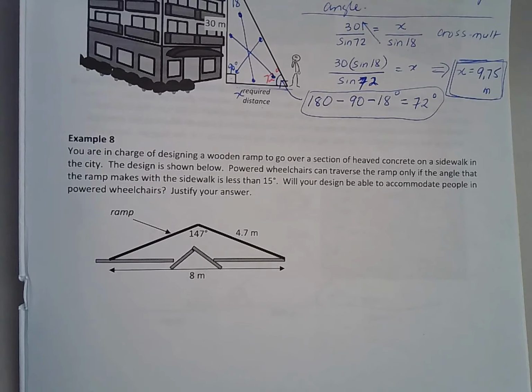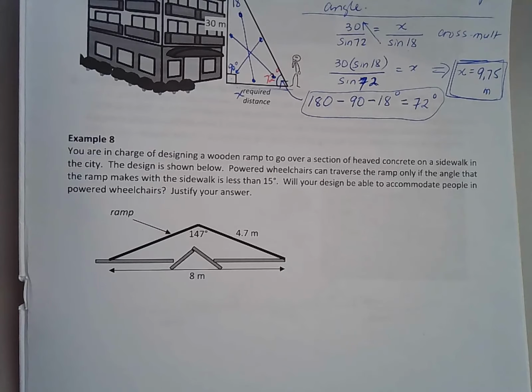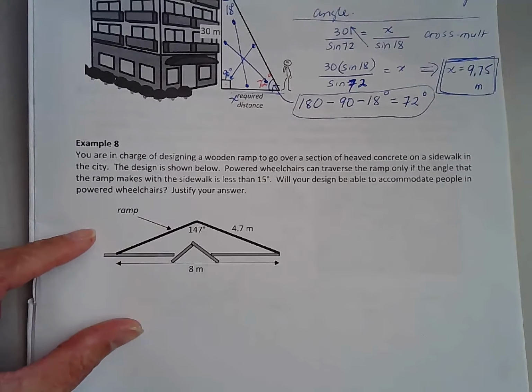You are in charge of designing a wooden ramp to go over a section of heaved concrete on a sidewalk. The design is shown below. Powered wheelchairs can traverse the ramp only if the angle the ramp makes with the sidewalk is less than 15 degrees. Will your design be able to accommodate the people in the powered wheelchairs? And justify your answer. That one can go both ways, I think.